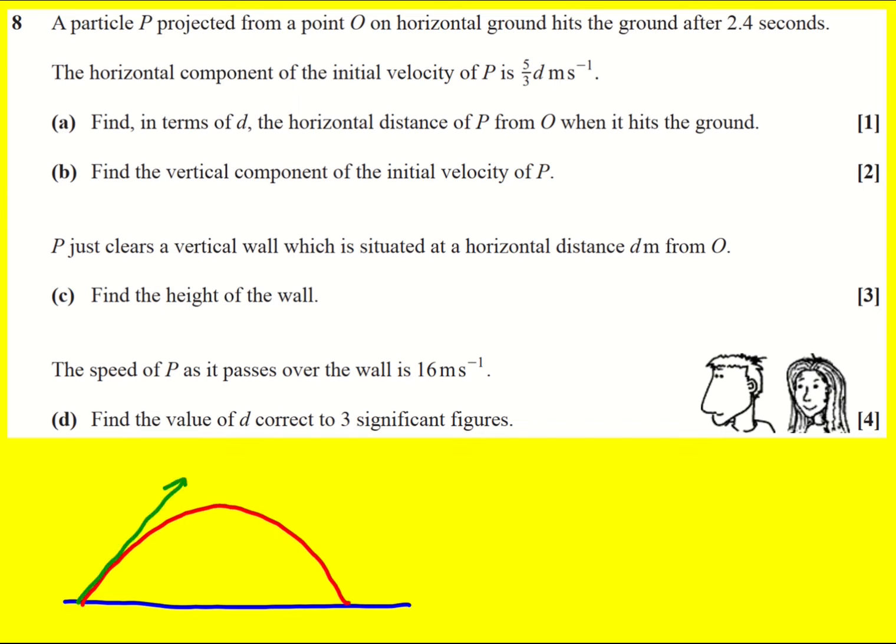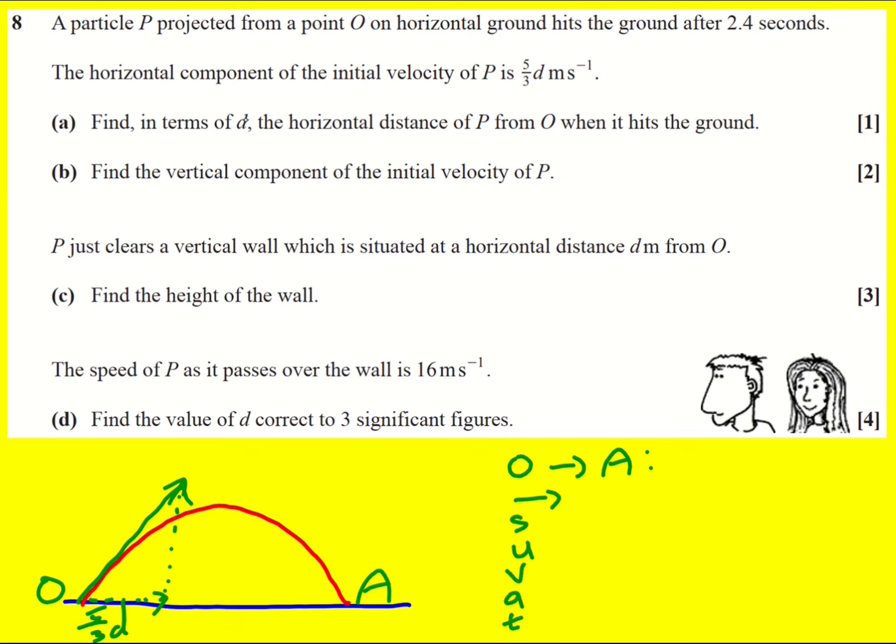Got some sort of velocity, and we can split it into horizontal and vertical. So this horizontal is 5 over 3d. And then we're told the time is 2.4 seconds. So I'll say that this is O and this is A. We're going to apply suvat from O to A. And because I've got information about the horizontal direction, that's what I'm going to look at to start with.